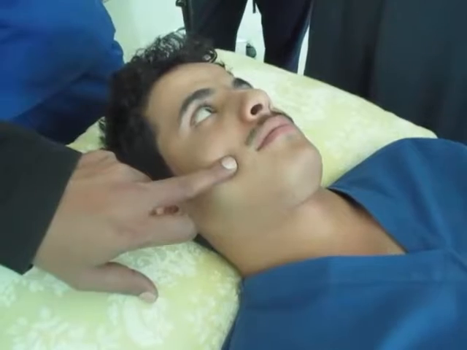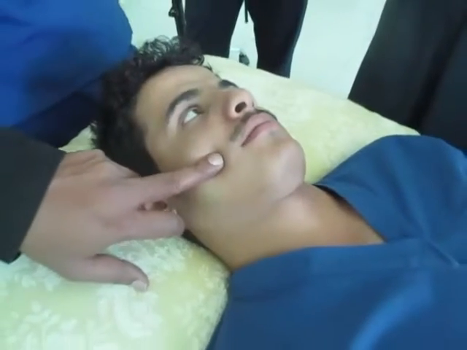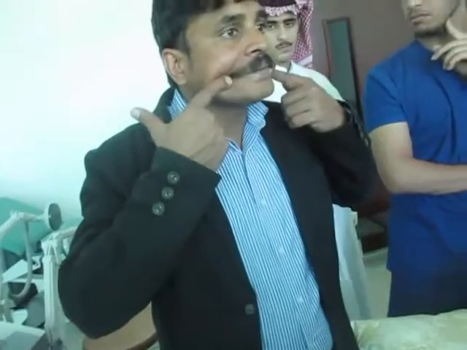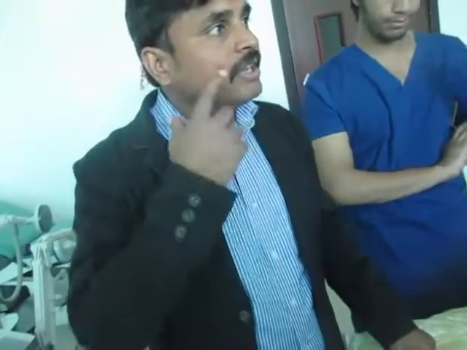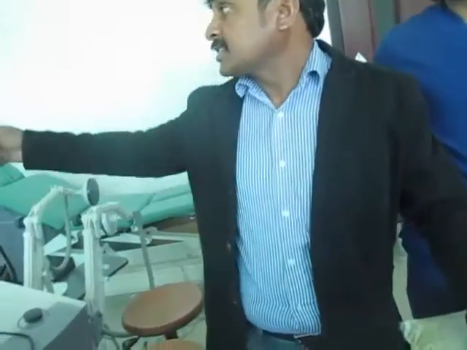Buccinator is for chewing. The food should be held against your teeth like this. That will be done by your buccinator. Risorius, lateral movement of your mouth. This risorius. Okay? Chewing is buccinator, and lateral movement of the mouth is risorius. Okay? Next comes your orbicularis oris.